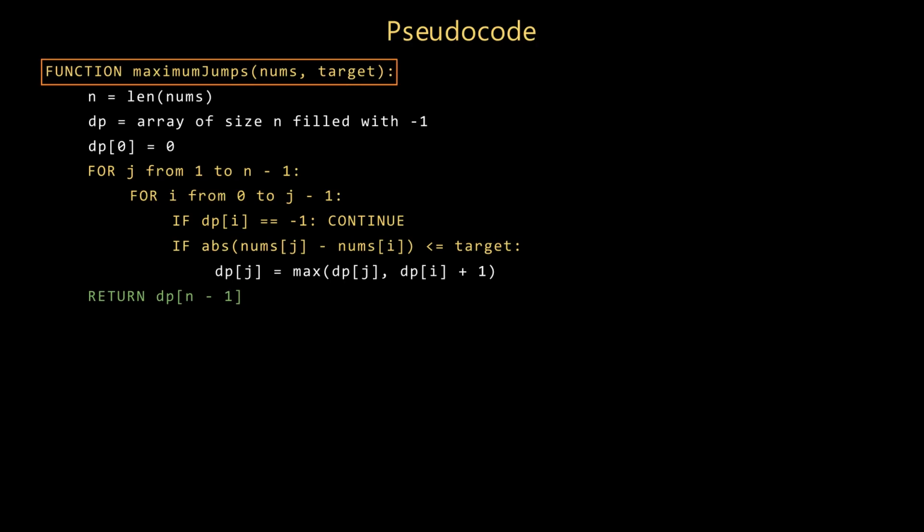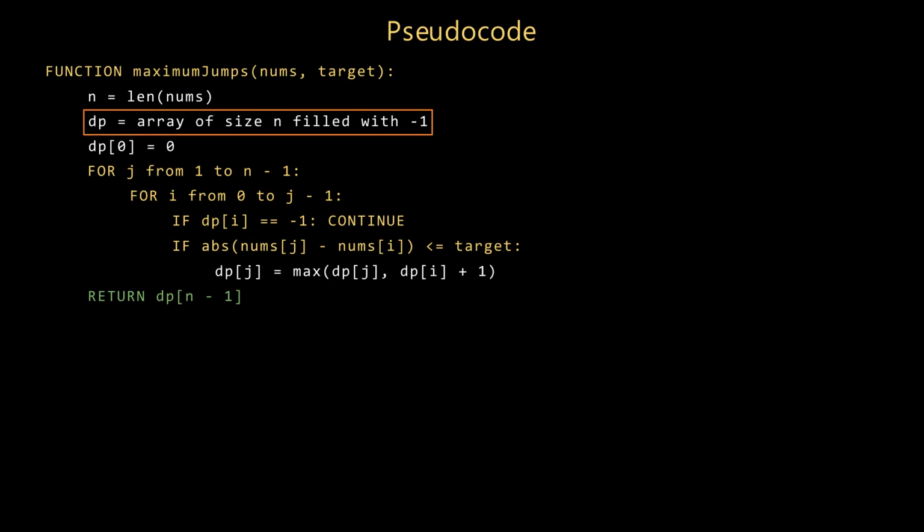Create the maximum jumps function with nums and target. Let n be the length of nums. Create dp filled with -1, meaning unreachable. Set dp[0] to 0 because we start at index 0. Loop over every destination index j from 1 to n-1.